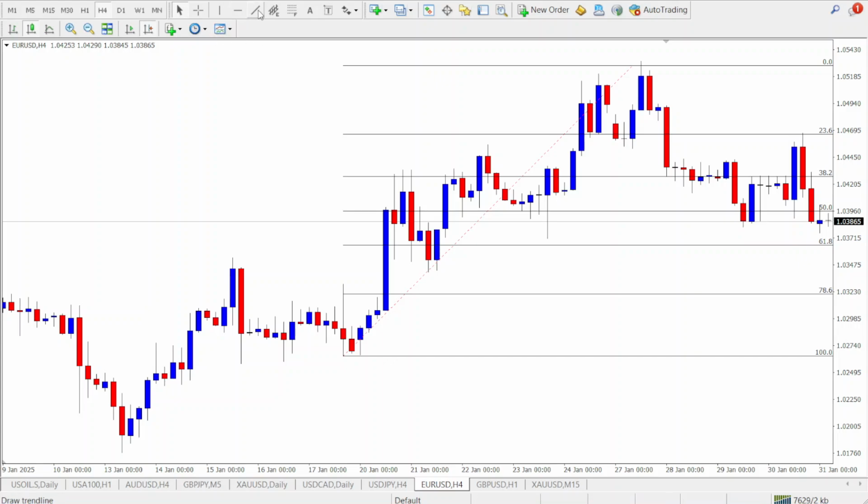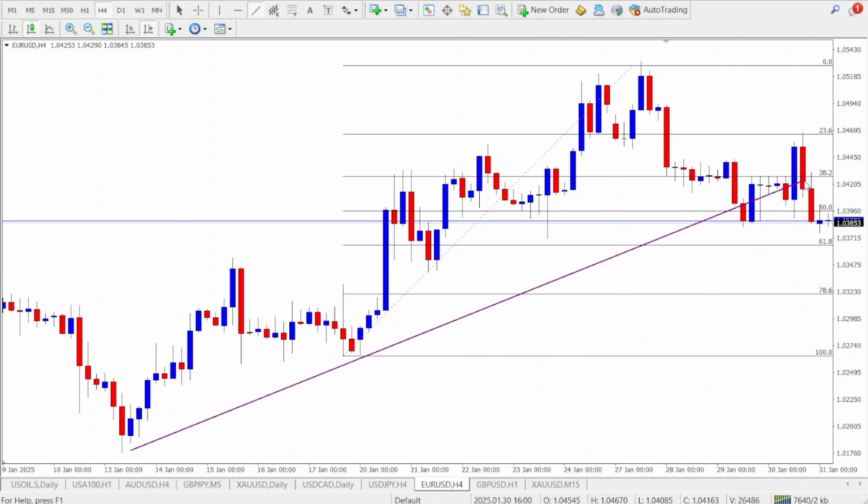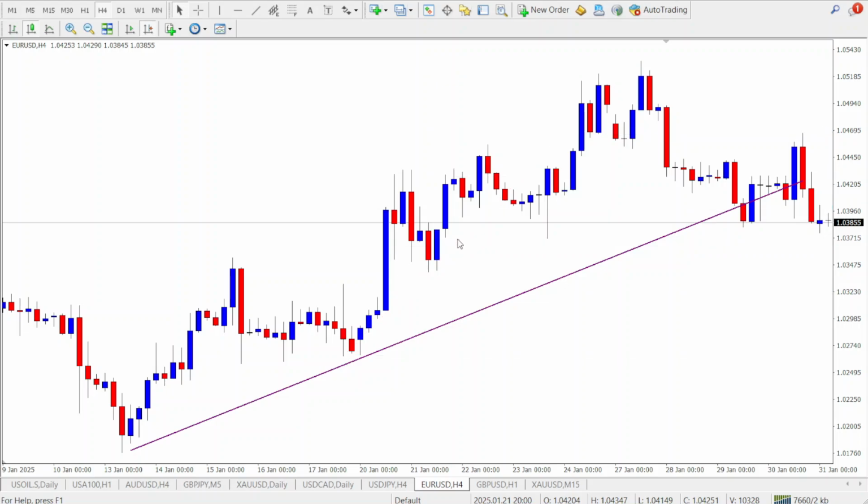The first step is to identify a clear trend. Identify a clear trend, because Fibonacci works best in trending markets. Then you place the Fibonacci tool. Let me just delete this.